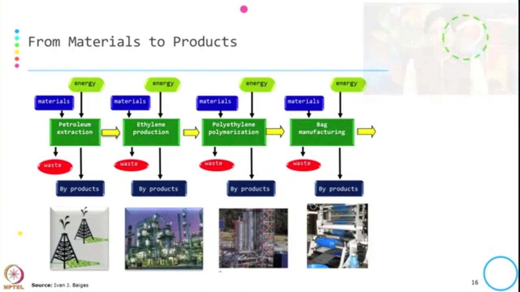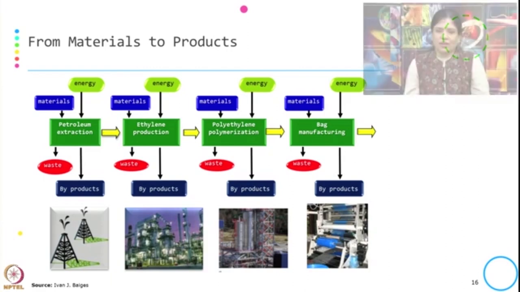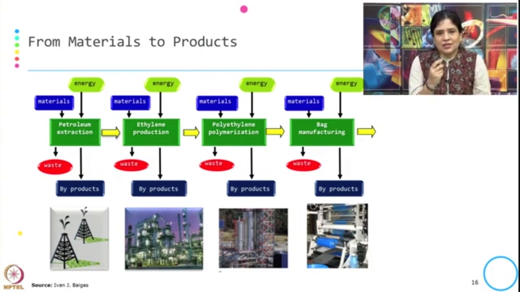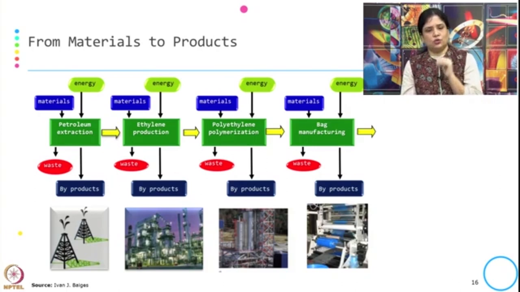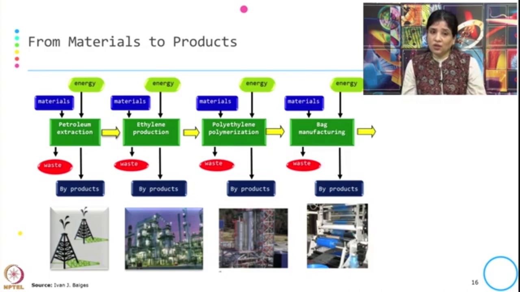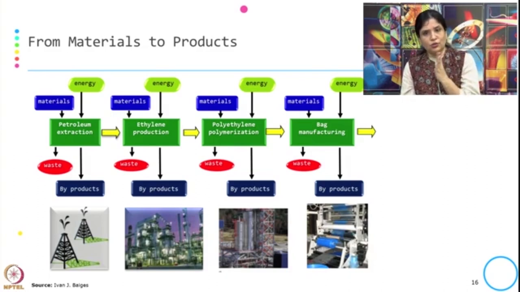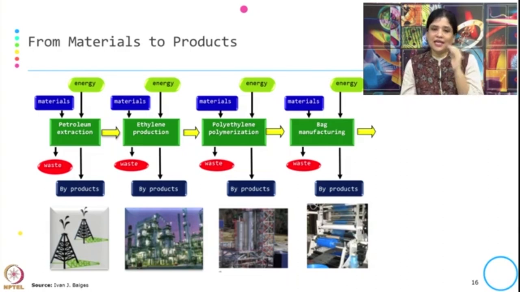Now, this is a typical example from materials to product. Let us say you start from petroleum extraction and go to bag manufacturing. In each stage there are three things to be checked: what inputs are being used, energy and materials; what the byproduct is; and whatever waste comes out of it. So, from petroleum extraction to bag manufacturing, in each case there are some inputs, some waste generated, and some byproduct.